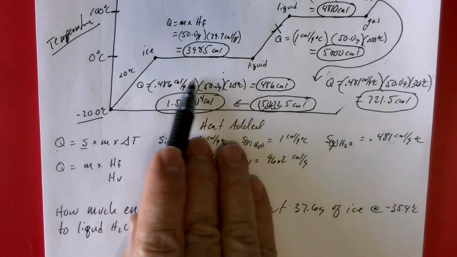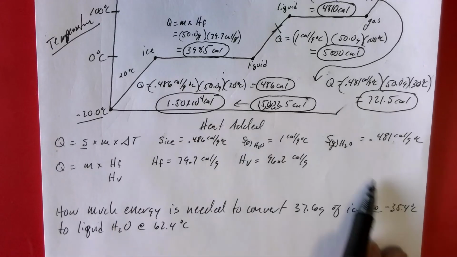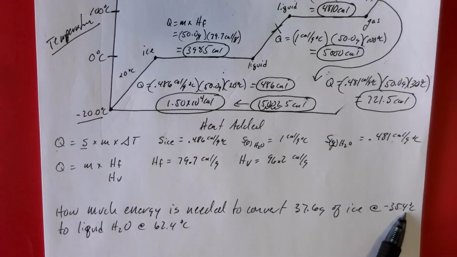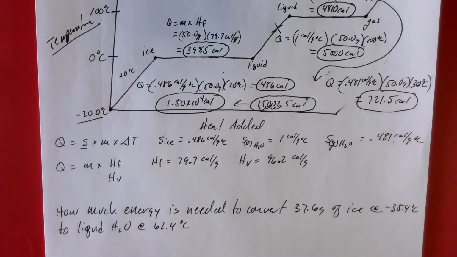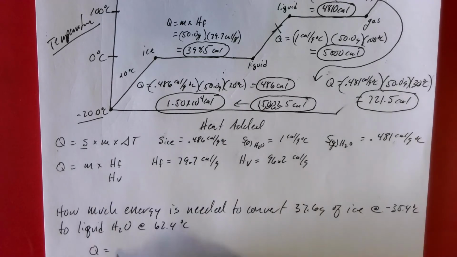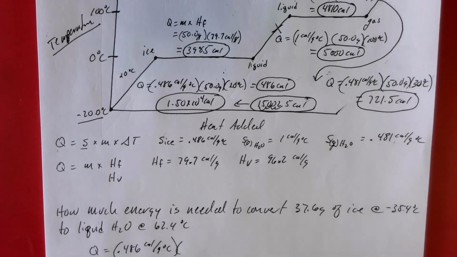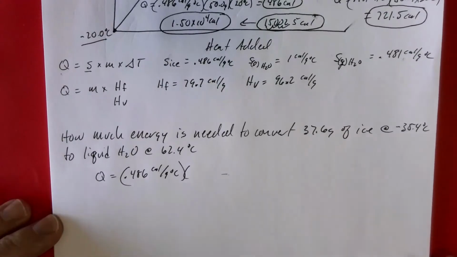So my first one is gonna be to get my ice from negative 35.4 up to what? Where do I got to get that ice? I got to get it up to 0, right? So I'm going to use this one. Q equals, and I already know these values, so it's really the same exact kind of problem, right? 0.486 calories per gram degrees Celsius. I'm going to times that by what? What's going to go next right here? Sorry, let me slide this back up.